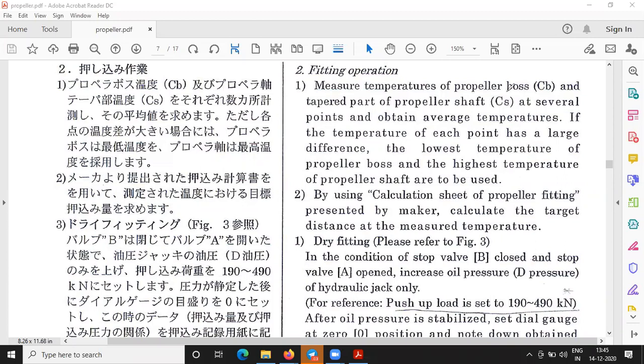The temperatures on the boss CB, the propeller shaft CS at several points opposite every temperature. If the temperature of each point has a large difference, the lowest temperature on the propeller boss and the highest temperature on the shaft are used. इतना clear हो गया? Next.